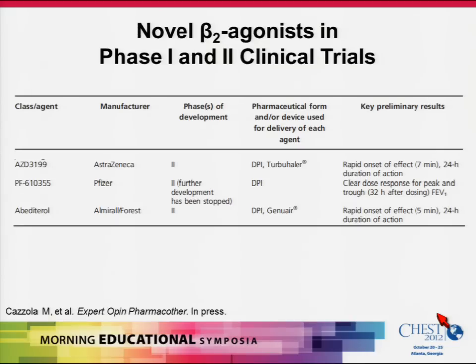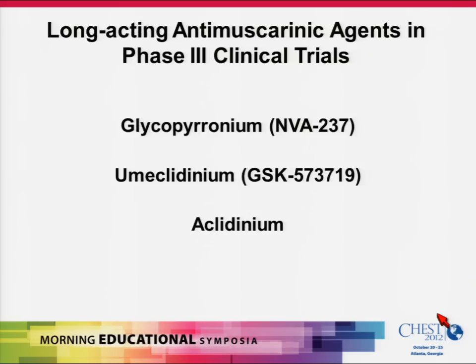And this led me to think about the reality of the interferences with beta-2 receptors. PF-610355 is a Pfizer drug, but to the best of my knowledge, Pfizer has stopped the development of bronchodilators. And abediterol is an Almirall compound that the first clinical results seem to indicate as a really intriguing compound. I don't know if Almirall will give this drug to us in this country.